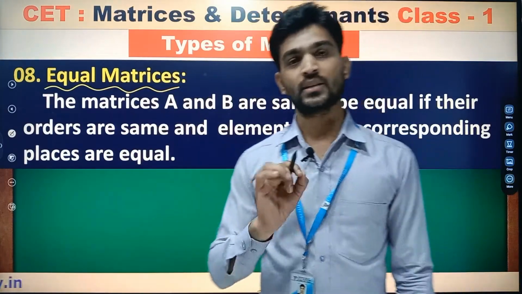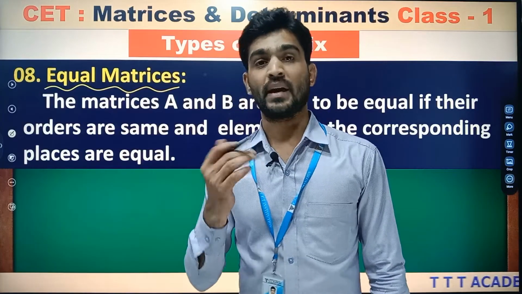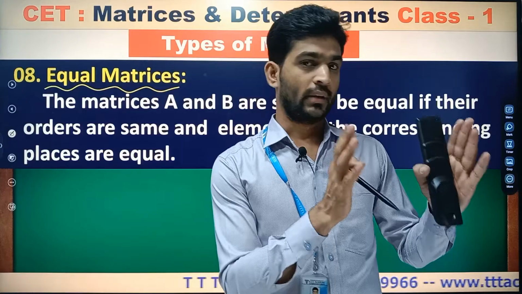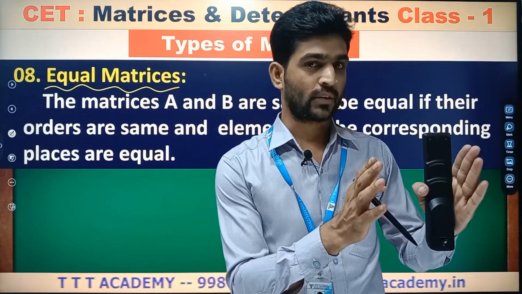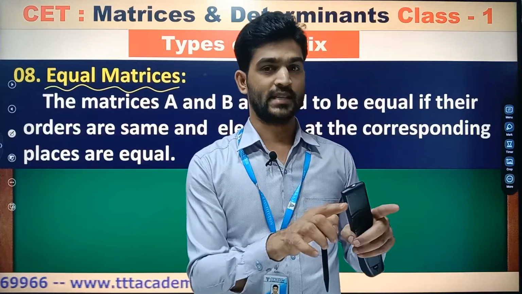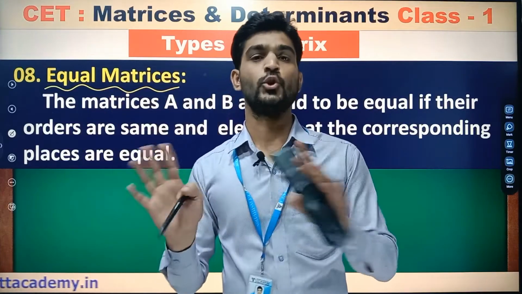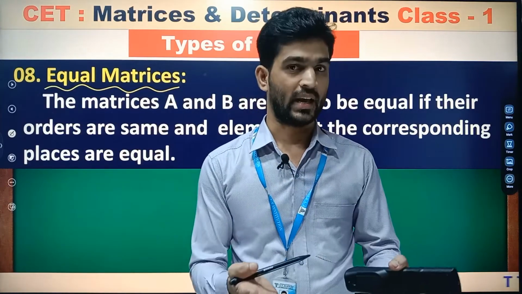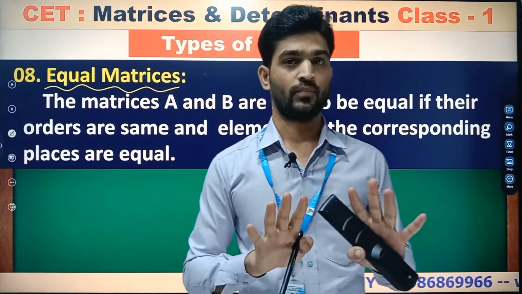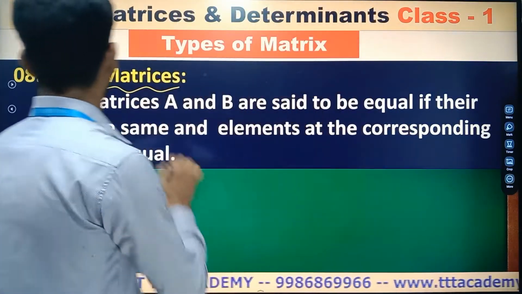Suppose you consider equal matrices. There are 2 matrices here. Suppose A is one matrix and B is another matrix. A matrix's size and B matrix's size should be equal, as well as A matrix elements and B matrix elements should also be equal. Such a type of matrix I can call an equal matrix.